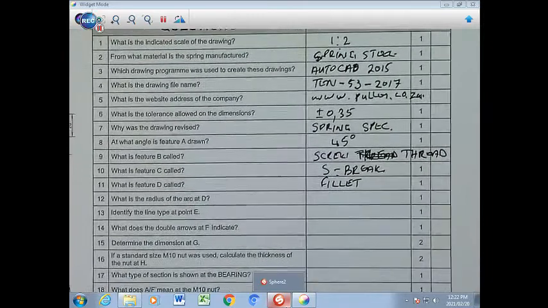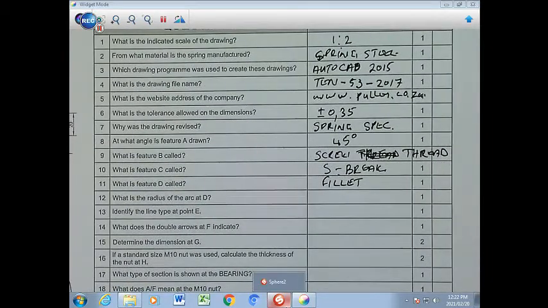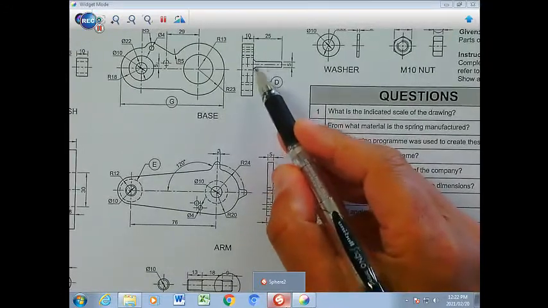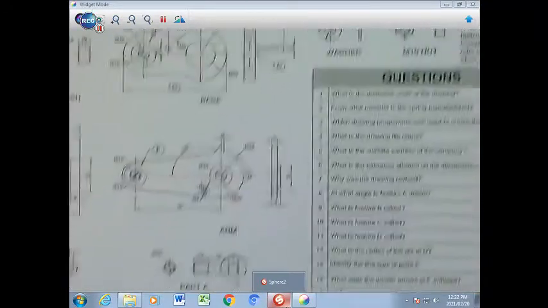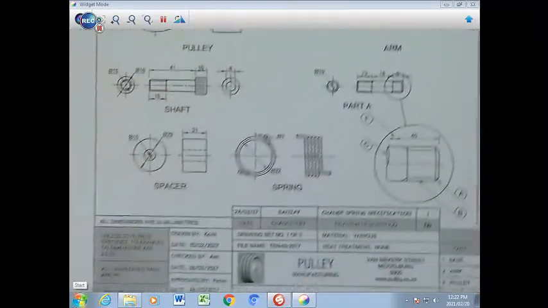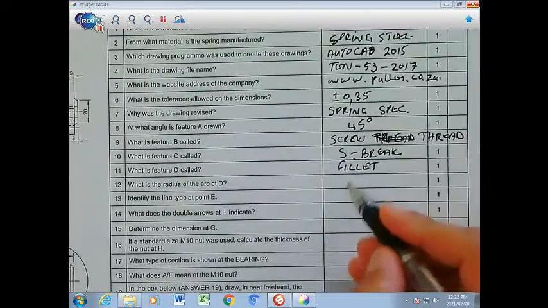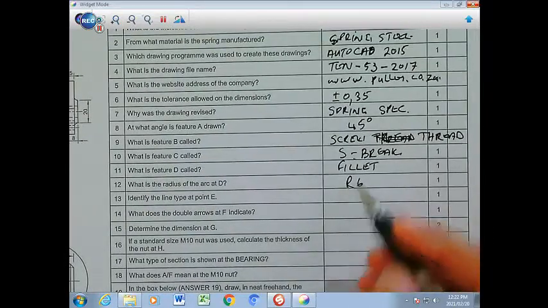The next question, number 12. What is the radius of the arc at D? So what is that specific radius that we spoke about now? So they don't give it to you, and there are quite a few of them. You have to scroll down to your title bar and find it right there that all unspecified radii all over are 6. R6, radius 6. So you can just write in the R6.